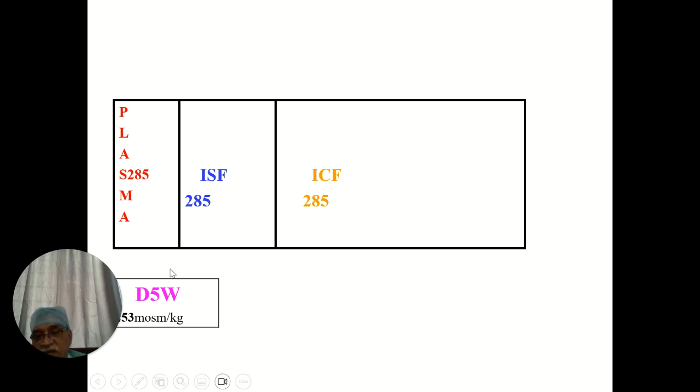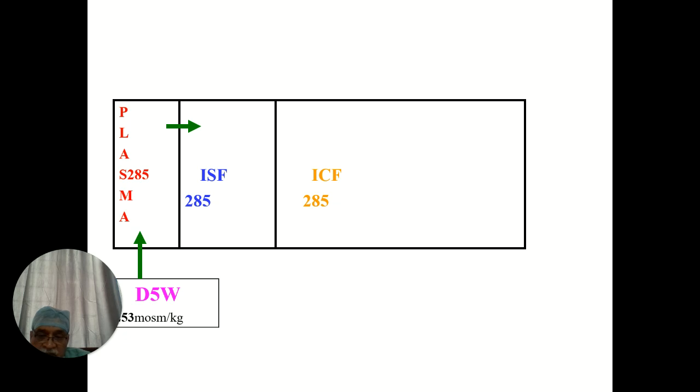5% dextrose, when it is given to the patient, goes into the intravascular compartment. Being a crystalloid, it crosses the endothelial barrier and enters into the interstitial fluid compartment.